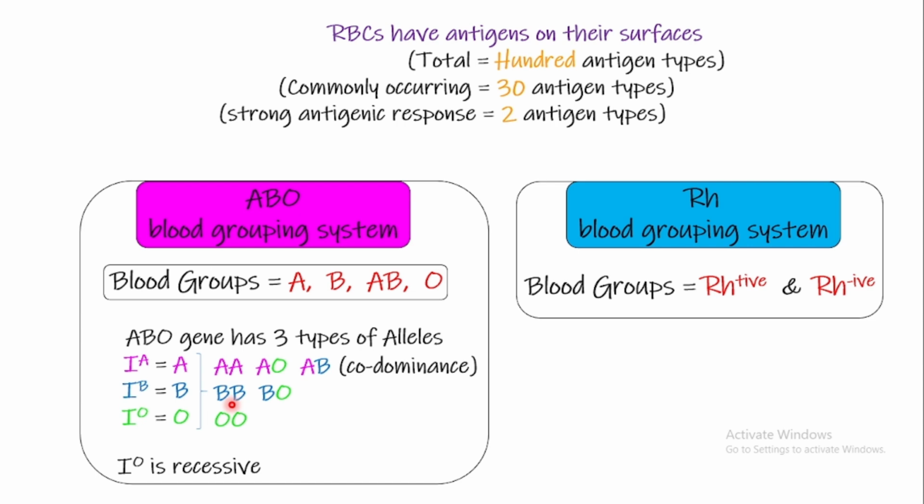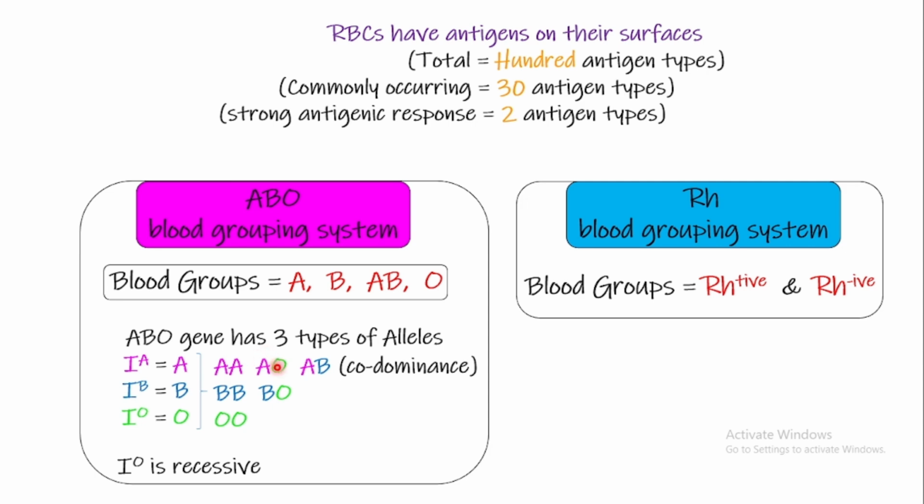Now, interesting is this: IA and IB are the dominant alleles, whereas IO is a recessive allele. If one allele is IA and the other allele is IO, then the genotype will be AO, and the blood group will be A.